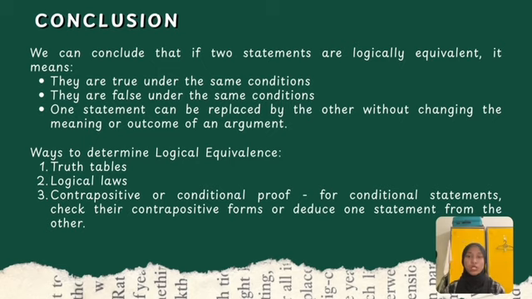There are many ways to determine logical equivalence, such as the first one, truth table. Create a truth table for both statements and verify if the truth values match for all possible scenarios. The second one, use logical laws. Use logical equivalences such as De Morgan's law, double negation, or distributive laws to rewrite one statement into another. The third one, contrapositive or conditional proof. For conditional statements, check their contrapositive forms or deduce one statement from the other.